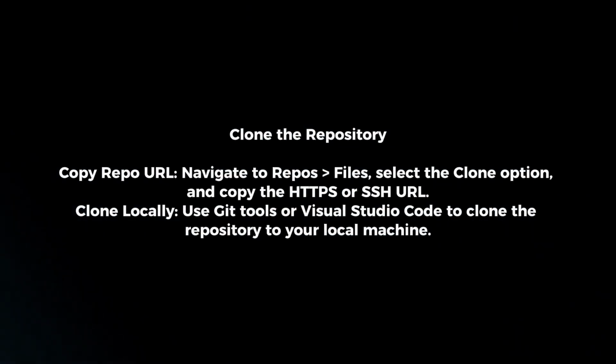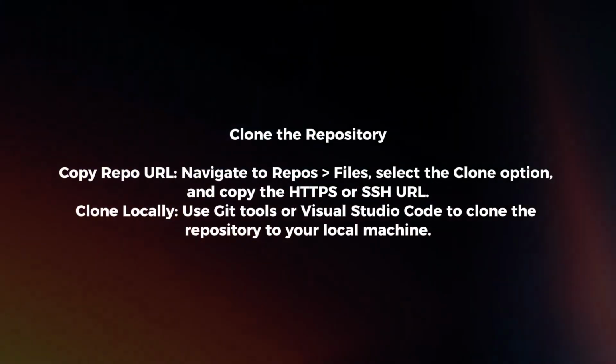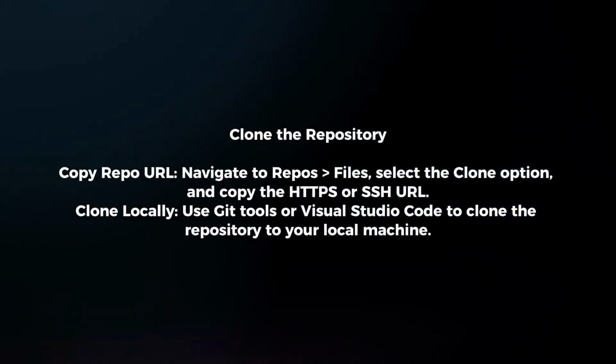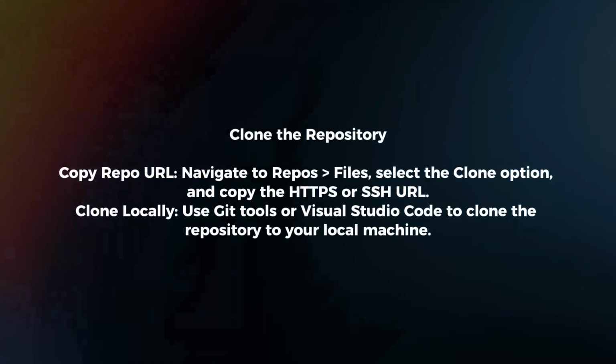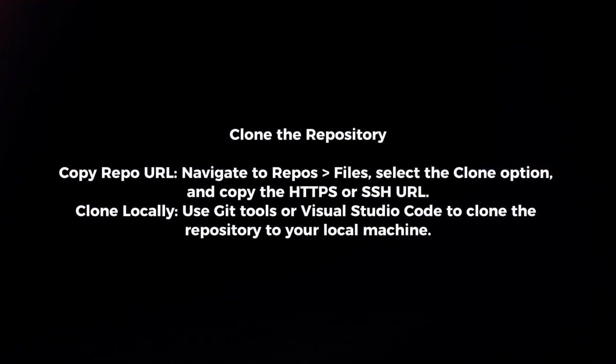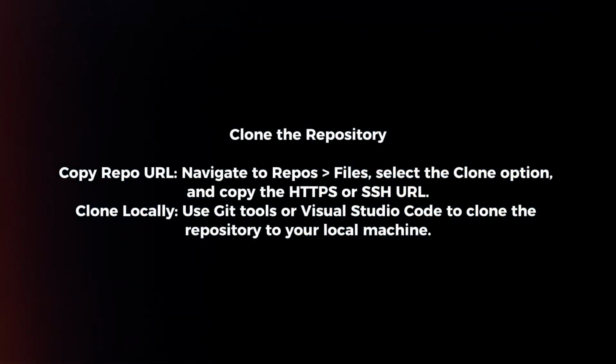Clone the repository. Copy repo URL. Navigate to Repos, Files, select the clone option and copy the HTTPS or SSH URL. Clone locally. Use Git tools or Visual Studio Code to clone the repository to your local machine.